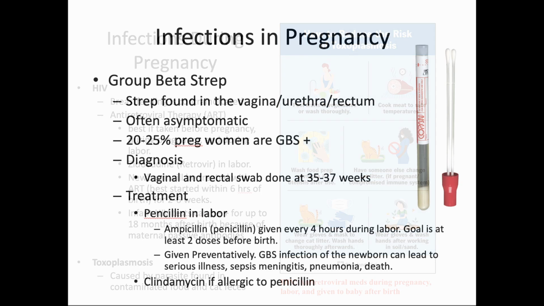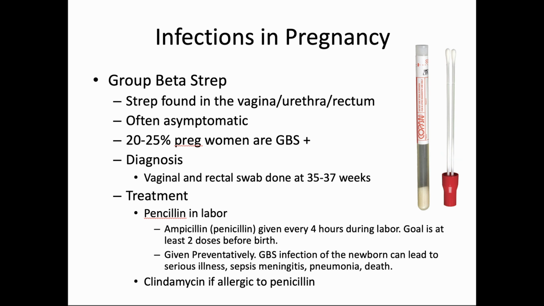And then finally our GBS, our group beta strep, right? If you've looked at any charts at clinical, we always know everybody's GBS status. Are they GBS positive, GBS negative? This is a strep that's found in the vagina, urethra, and rectum. Usually asymptomatic, so usually the patients have no idea that they have this. It's super common, 20 to 25% of pregnant patients are GBS positive. So in regular life, it's not impacting anything.